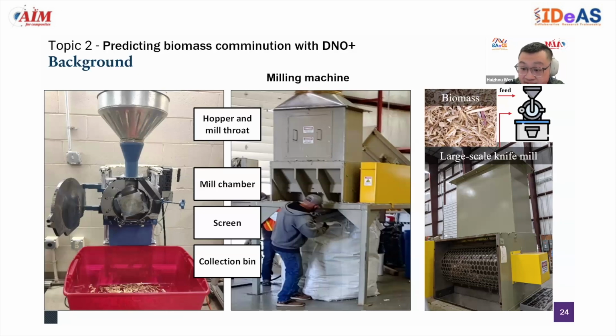So for many years, the successful proceeding of the milling process has highly depended on experienced workers who have been operating this machine for more than 20 years, and they know exactly how to change the machine parameters when the machine is jammed or plugged. So we worked with Idaho National Lab to see whether we can use machine learning to help improve the milling process.